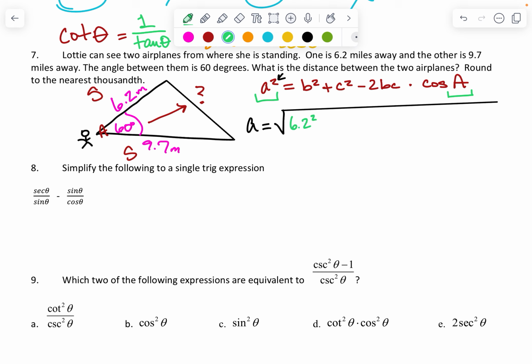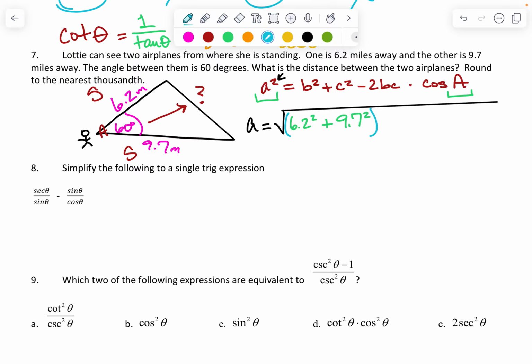Make sure you square it. If I made B 6.2, that means C has to be 9.7. Make sure you square it. Now, one thing I like to do, especially if I'm about to type something in the calculator, is I like to overuse parentheses. So I'm going to put that thing in parentheses.